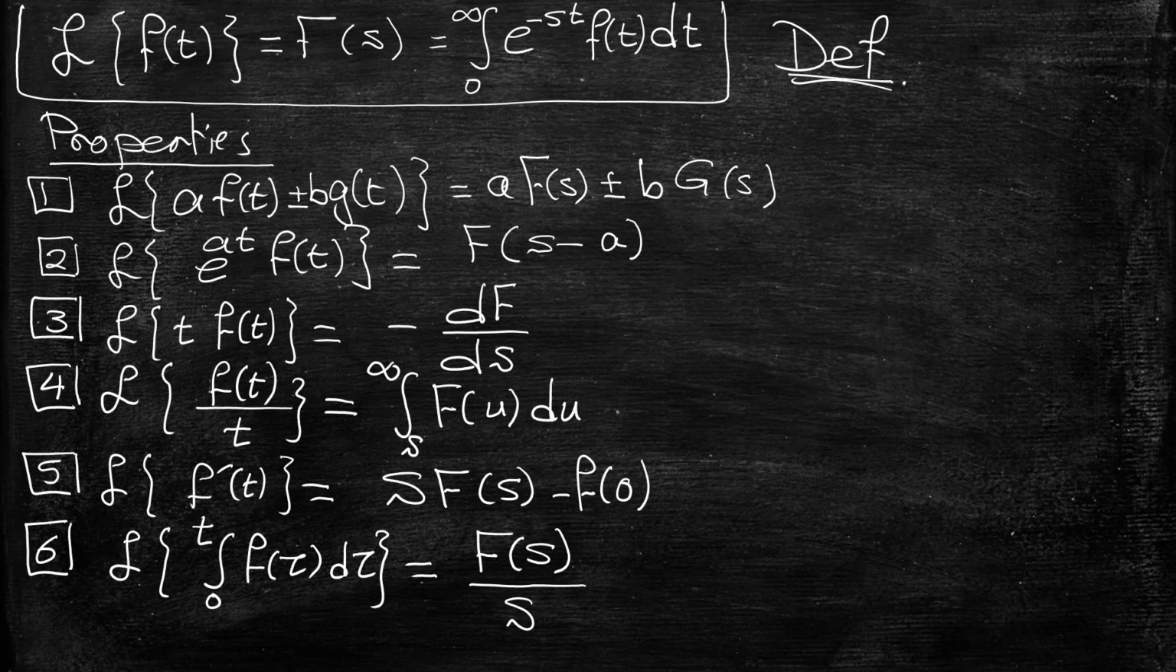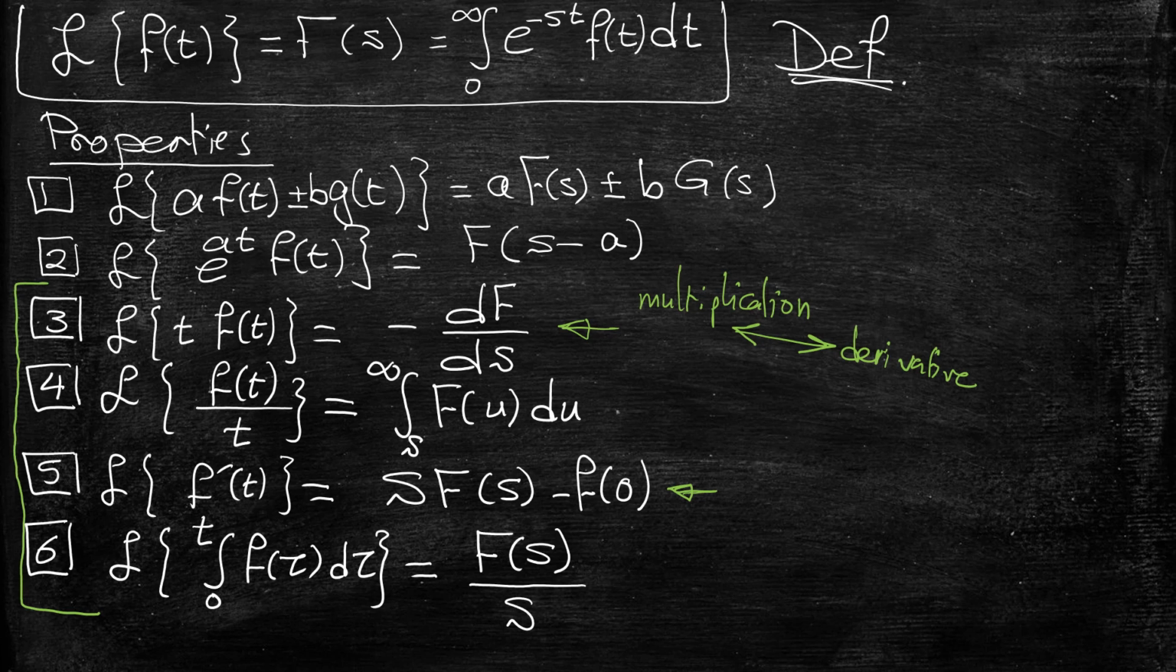these properties can be summarized into an interesting property, like there is some kind of duality here. From 3 to 4, if we discuss first number 3 and also number 5, you will see that if we have multiplication here, this multiplication will transfer to the other side to be the derivative. And if we have the derivative, which is number 5, it will end up on the other side in the s domain as multiplication by s. Also number 4 and number 6: if we have division on one side, on the other side it will be the integral.